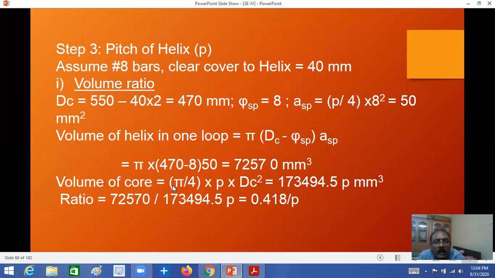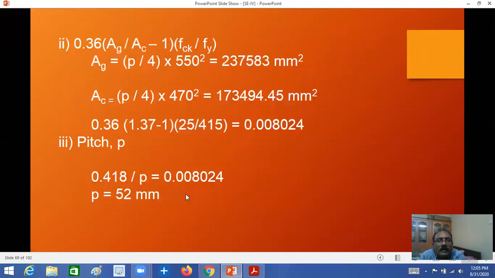Volume of core is equal to nothing but pi by 4, that is P into 8 mm into DC square, that is 7 to 75 ratio you will get, divided by 173. 494.5 P is equal to 0.418 P here. Okay, so this is the volume of the core, and here you have to calculate the gross area.